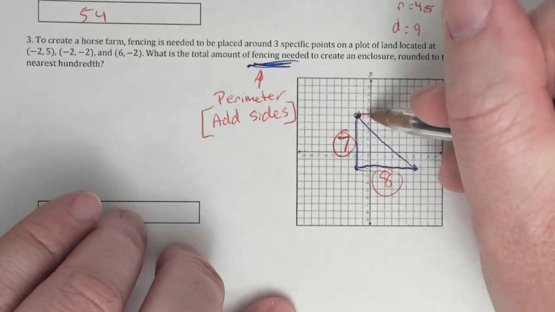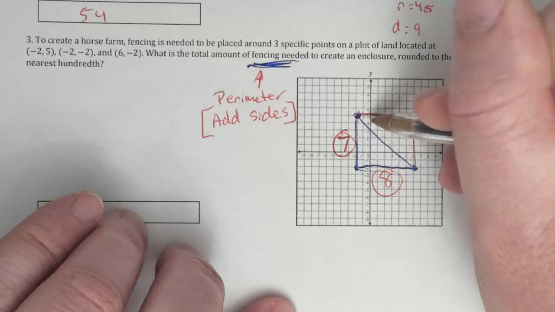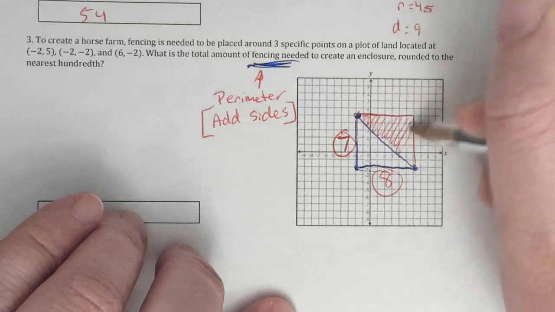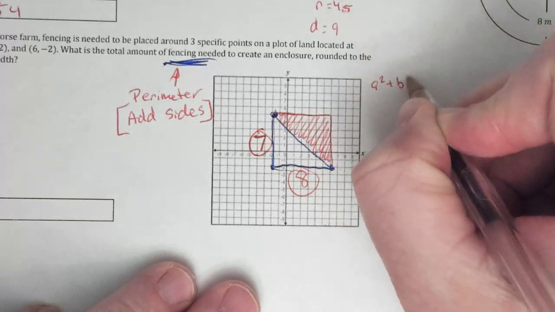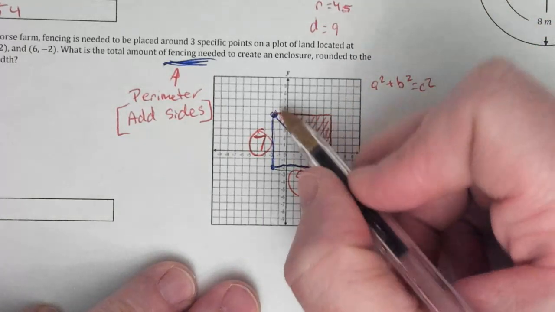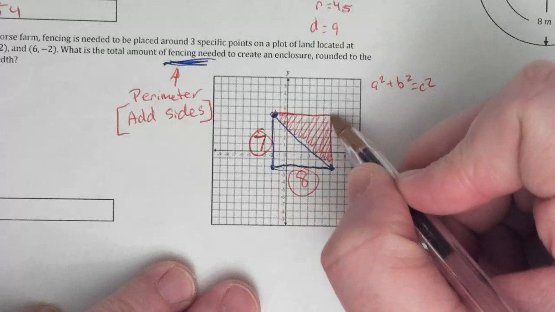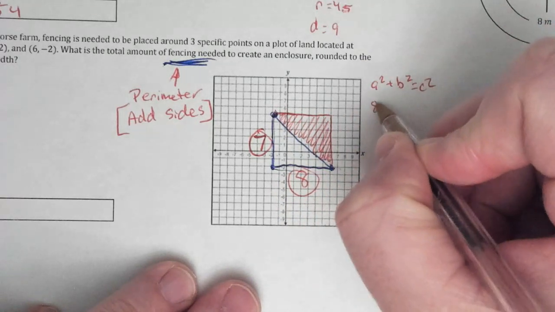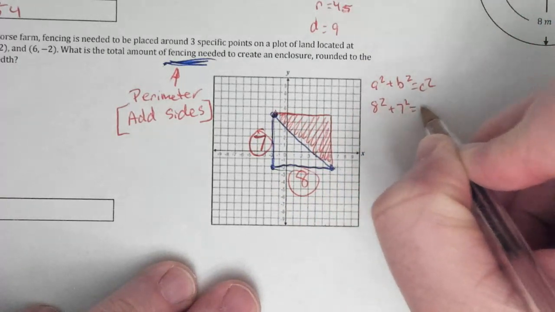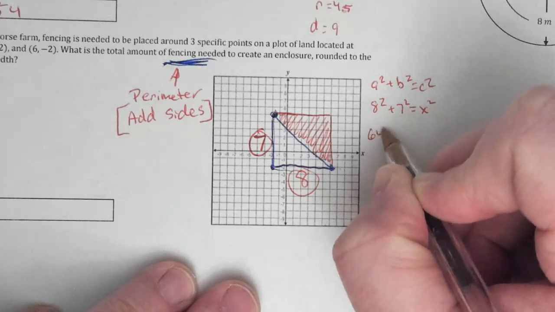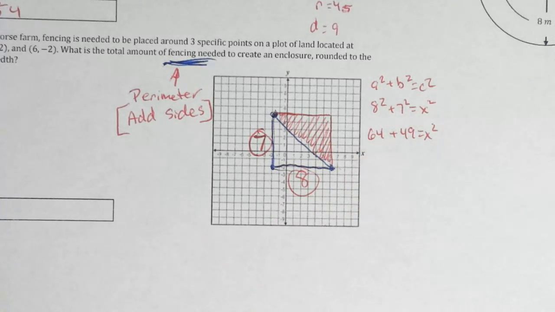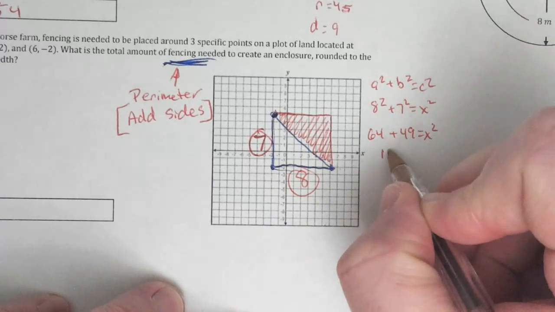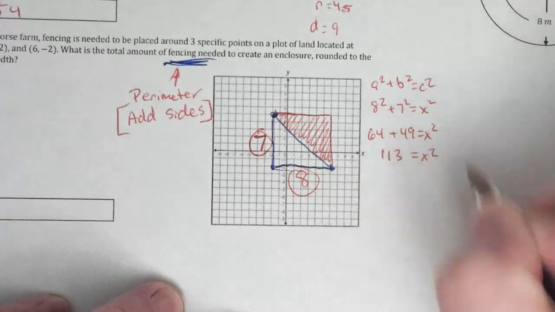I would have to make a right triangle out of this and do the Pythagorean theorem. A squared plus B squared equals C squared. All right, so this right here, that's 8 by 7 equals x squared. 64 plus 49 equals x squared. Add those together, we get 113 equals x squared.